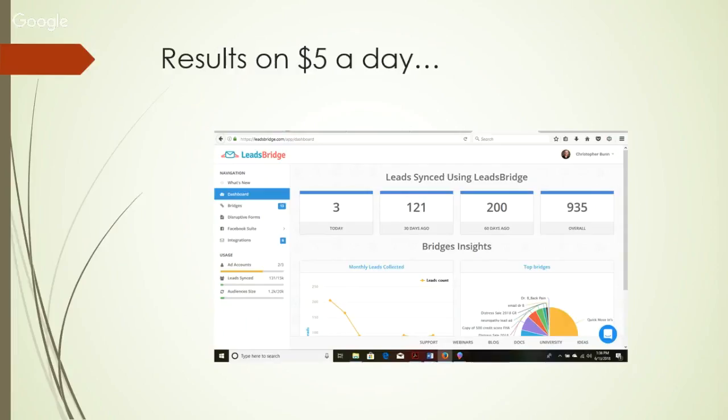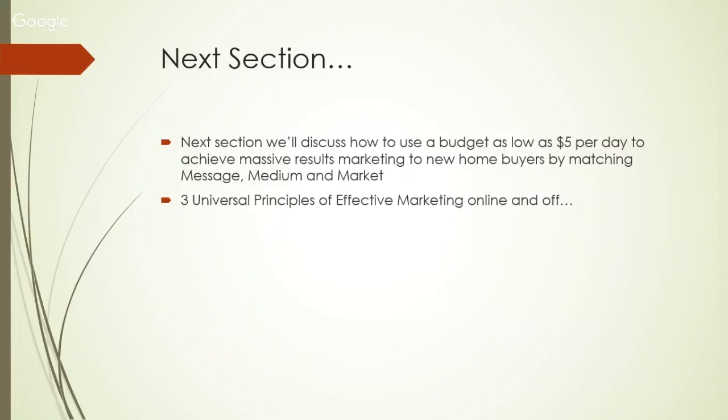We had 121 for the past month, 200 for the past 2 months, and 935. And this is that one ad that we ran on $5 a day, and we've been doing that about 6 months. So if you'd like those kinds of results, you can get them very easily. In the next section, we're going to talk about how you can get those kinds of results on a budget as low as $5 a day by matching the message, the medium, and the market. Again, good advertising is good advertising, and bad advertising is bad advertising. It doesn't matter where you run it, offline or online.